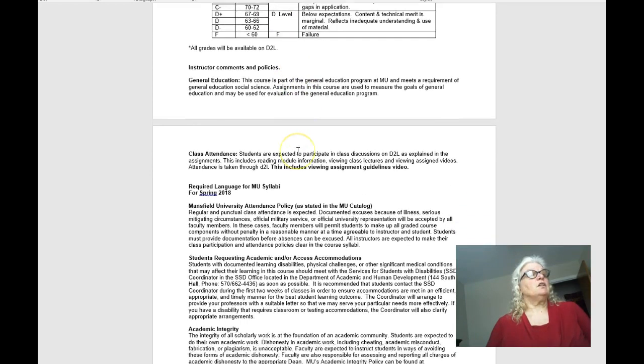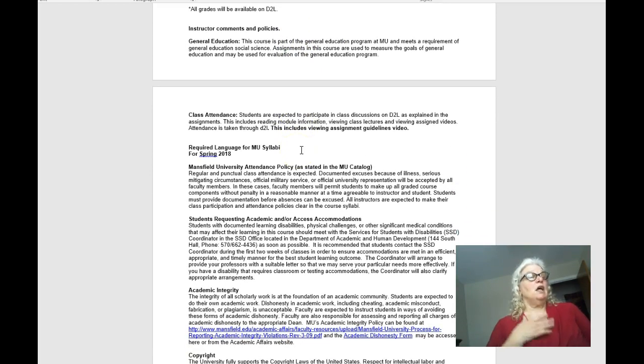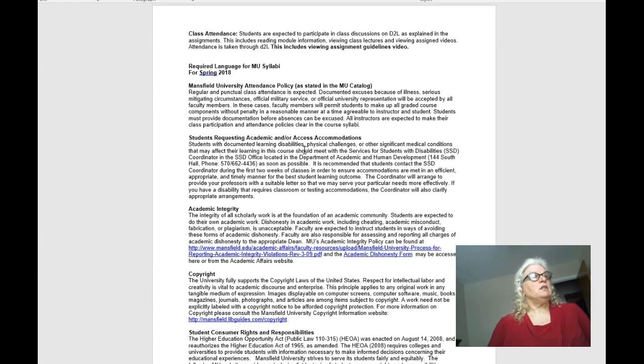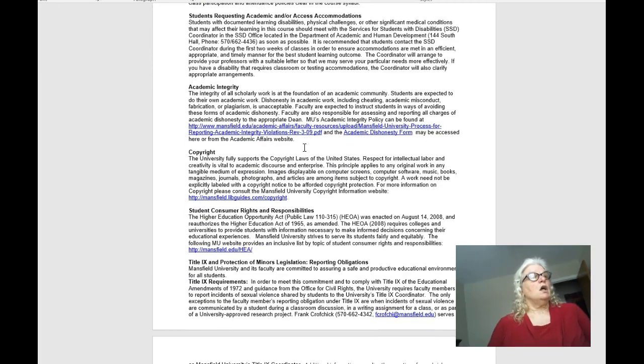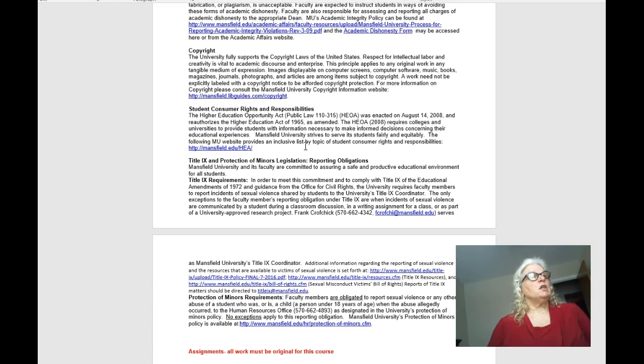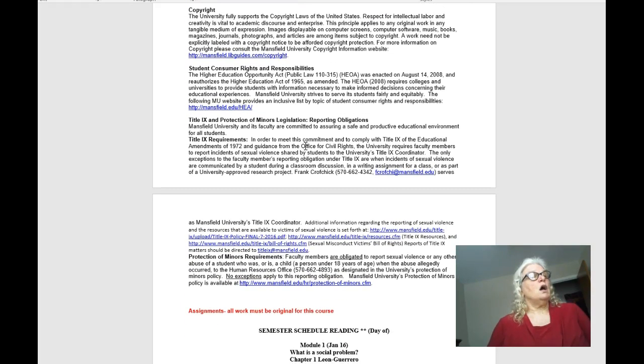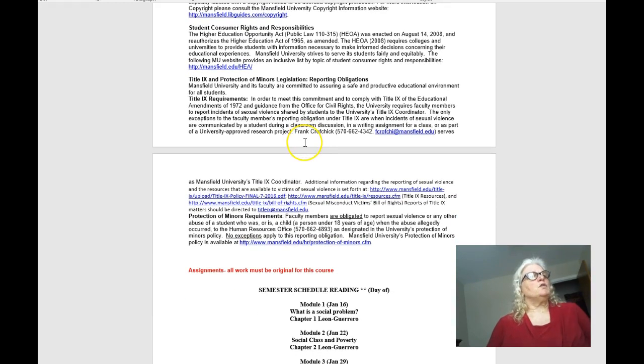Class attendance: you are expected to attend D2L classes, and actually you're required to attend class because the discussion boards won't even open for you unless you've attended class, which is the module information that you were shown earlier. The next in the syllabus is the required language by the administration, and especially keep in mind your rights as a consumer, but also your rights under Title 9 as related to interaction between myself and you and other students.